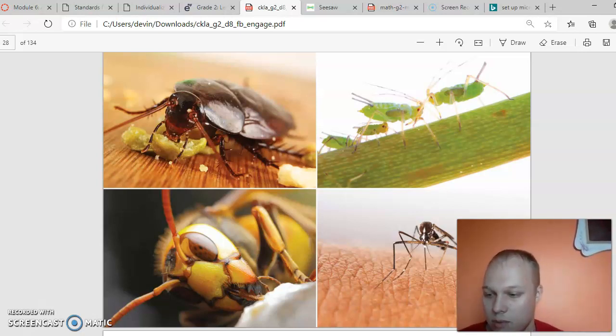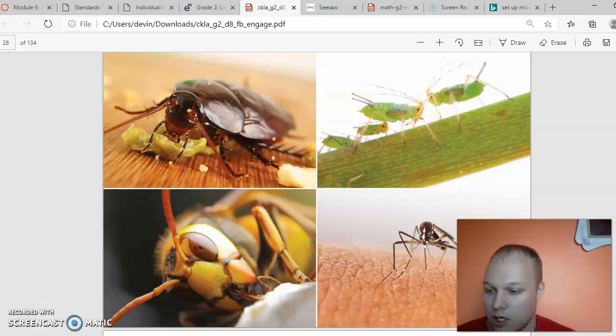Look how long and sharp this mosquito's mouthpart is. Perfect for piercing the skin of its prey and sucking its blood. Have you ever been bitten by a mosquito? I think we all have. They love to feed on people as well as other animals like horses and birds.